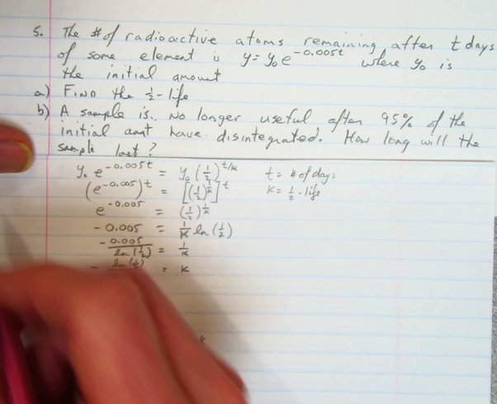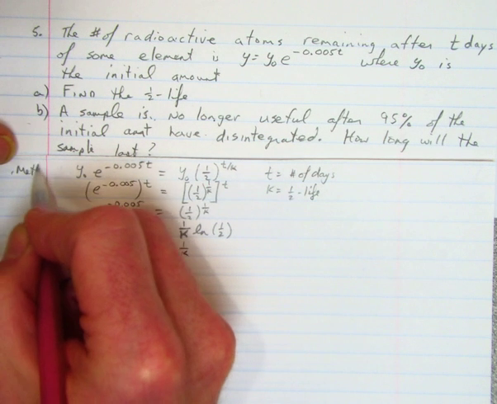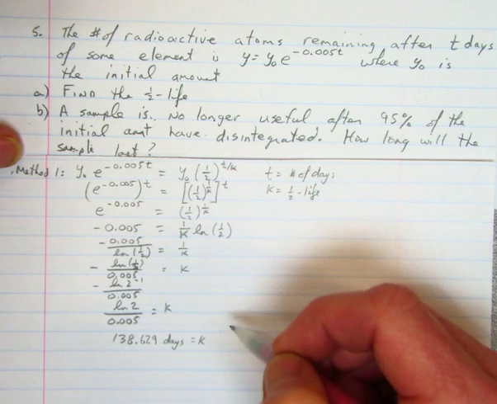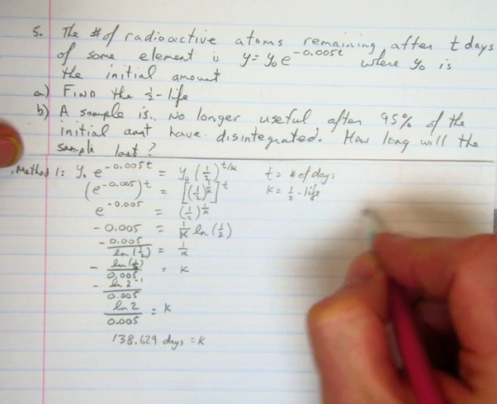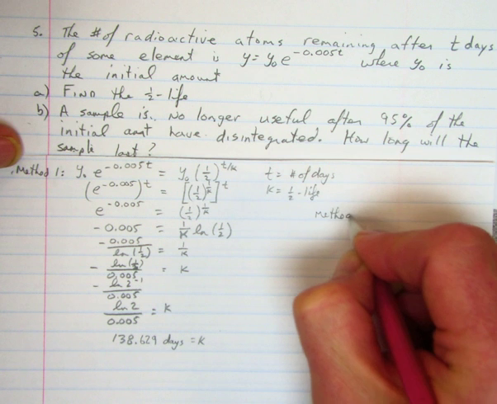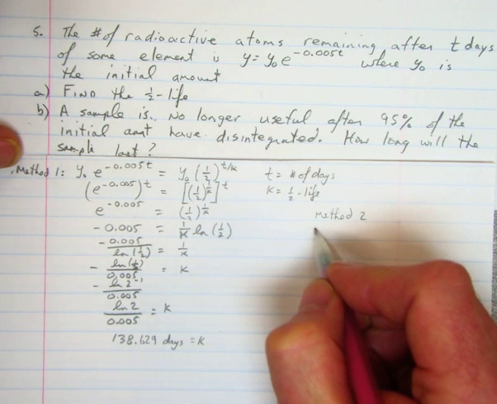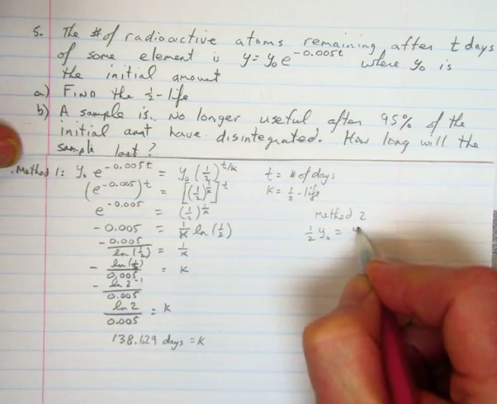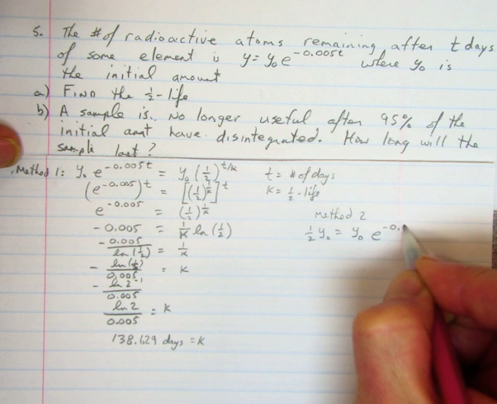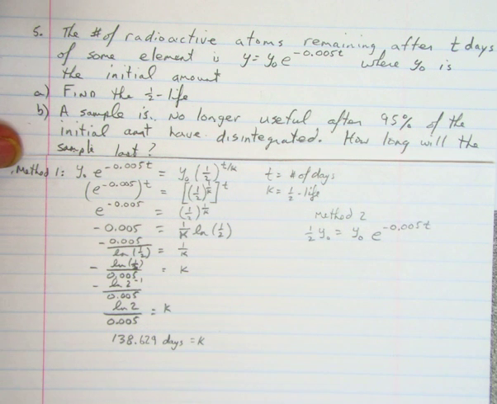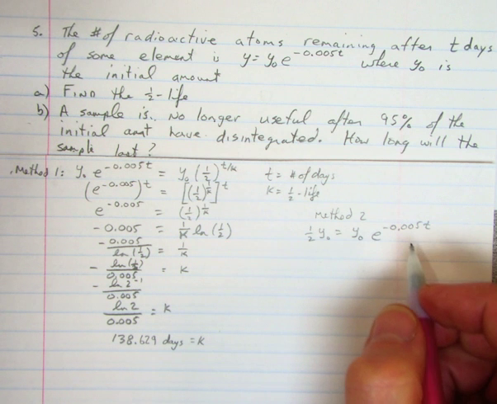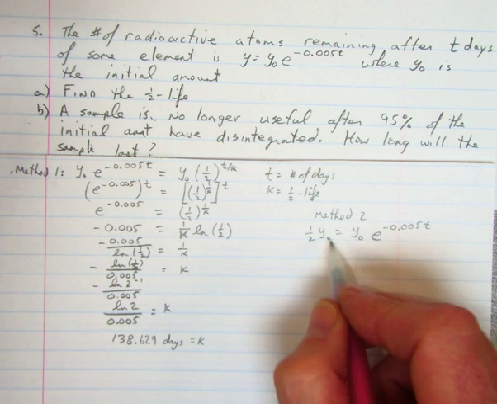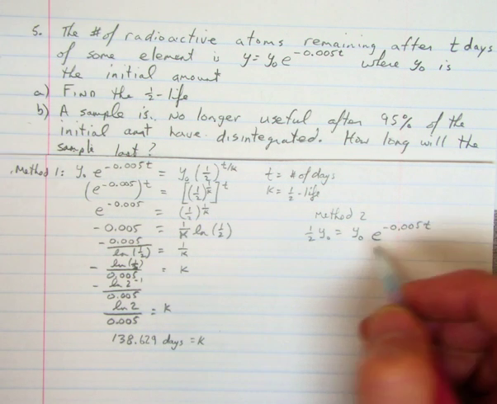This is not the only way. We could call this one method 1. And in some ways it's good to have those skills to be able to manipulate like this, but we could also take a look at another one and call this method 2. And perhaps method 2 is a little bit easier. We would have 1/2 y sub 0 equals y sub 0 e to the negative 0.005t. Since here's our initial amount, we want to find the time it takes to be 1/2 of that initial amount.